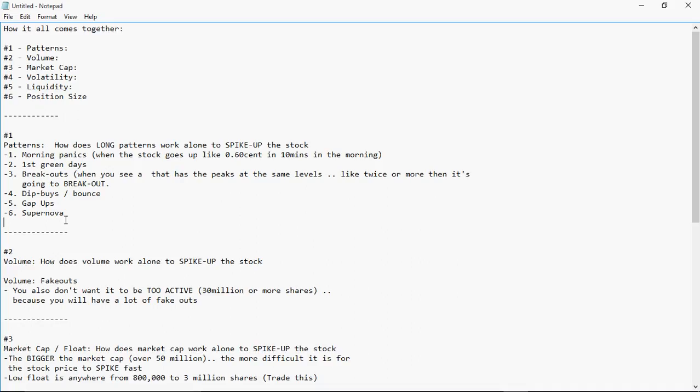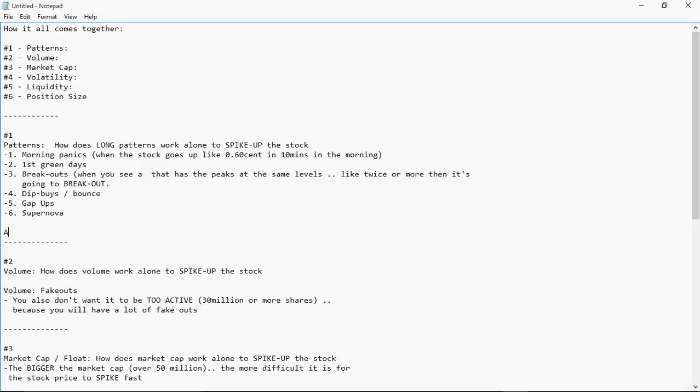For example, you see the letter A, you see how it looks. You see the letter B, you see the letter C, you see how they look different from each other. Let's say these were patterns. A morning panic always looks like the letter A. First green day pattern always looks like the letter B. A dip buy always looks like the letter C. Let's say gap ups always look like the letter K.